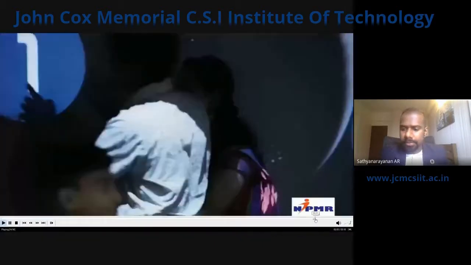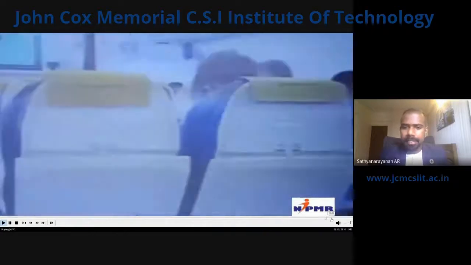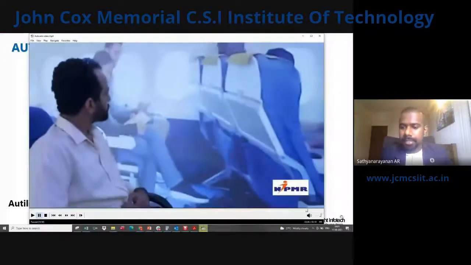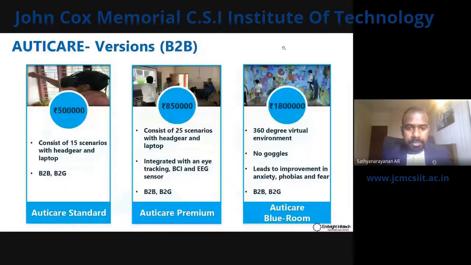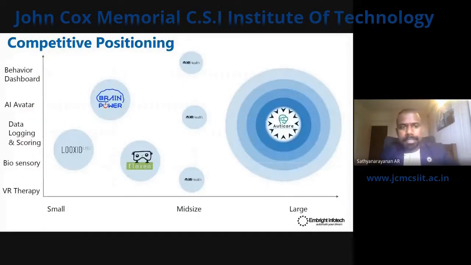All right, so this is about us. I will also be training how the kid can learn in flight simulations and things as well. We have a patent for our platform, a system and method for diagnosing and predicting the level of autism spectrum. Then these are the various other competitors.